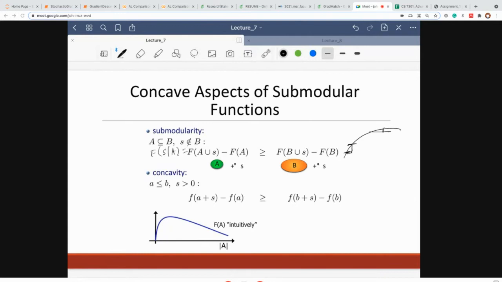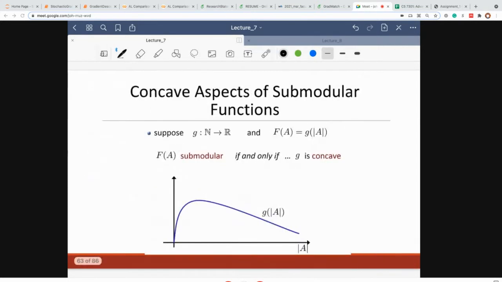A similar property holds for concavity: if a is less than or equal to b, and s is greater than 0, then f of a plus s minus f of a is greater than or equal to f of b plus s minus f of b. So that's the property that I was talking to you about. If s is the same over here, then adding it in the context of a will give you more gain than adding it in the context of b. Any questions until now?